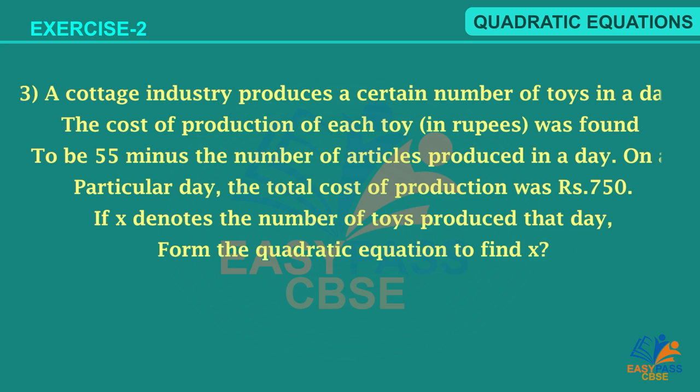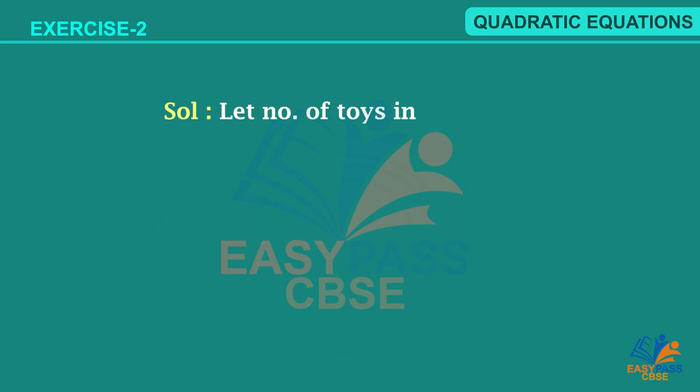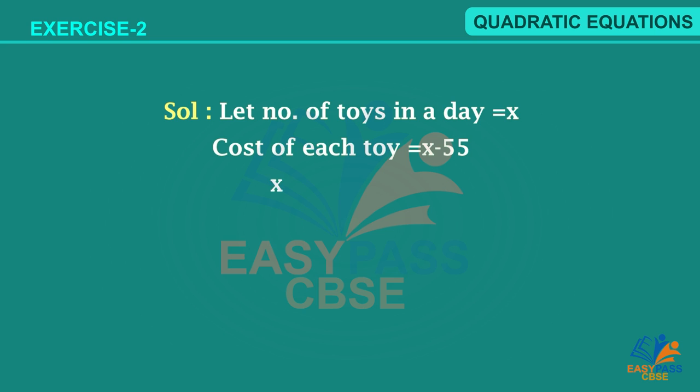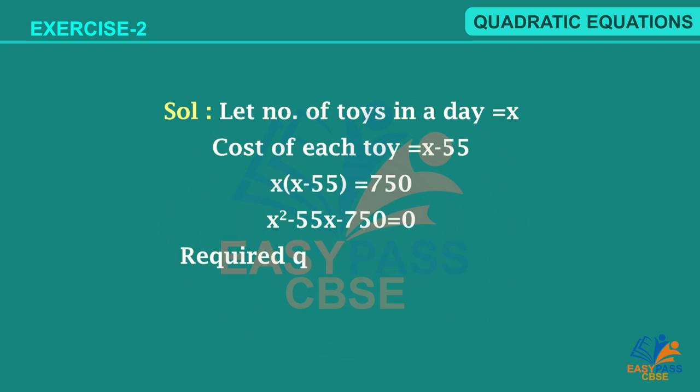Solution. Let the number of toys in a day be x. The cost of each toy is equal to 55 minus x. On a particular day, the cost of production is 750 rupees. Here, x times (55 minus x). So, x times (55 minus x) is equal to 750. On simplifying this, you get x square minus 55x plus 750 equals 0. Therefore, the required quadratic equation is x square minus 55x plus 750 is equal to 0.